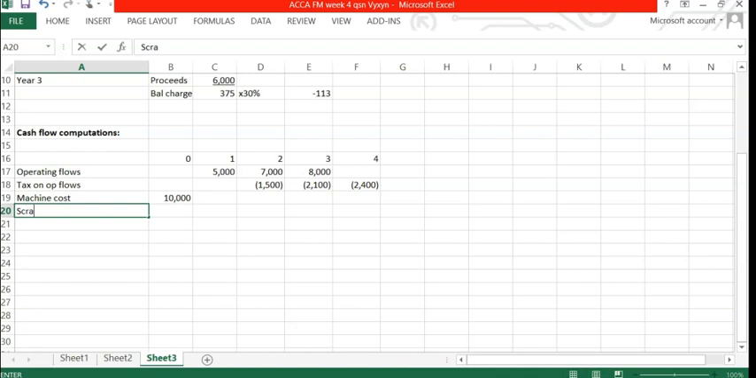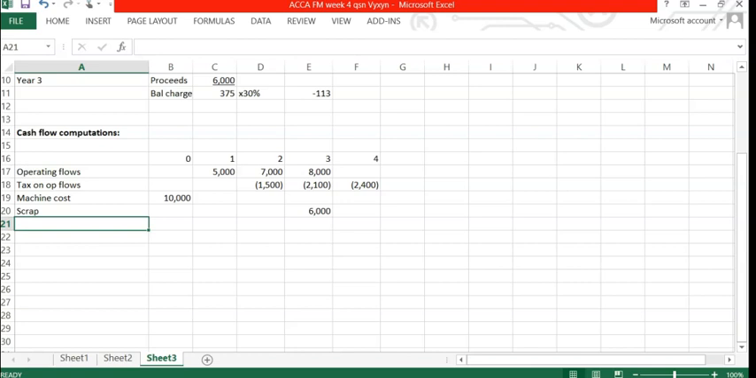Then disposal, that is the scrap value of the machine. We are going to get 6,000 at the end of the period. Remember the period ends in year 3, so don't make the mistake of putting this figure in year 4.